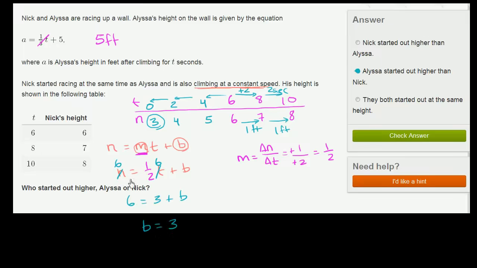So there you have it. Nick's height as a function of time is going to be equal to 1/2 t plus 3. Now we have an equation just like Alyssa's. And we can say that when time is equal to 0, he's at a height of 3, which is lower than Alyssa's initial height.